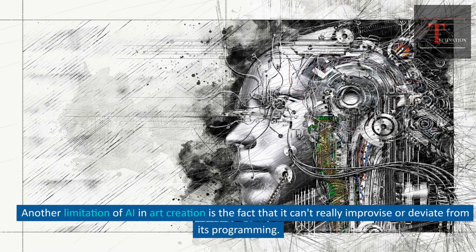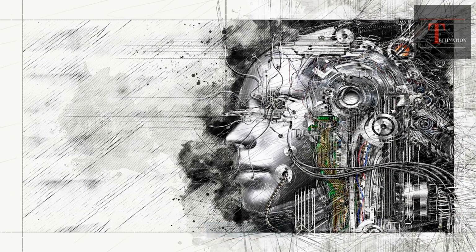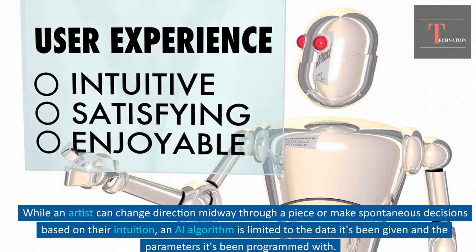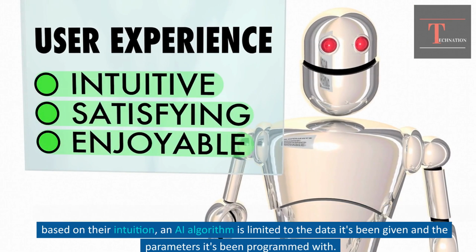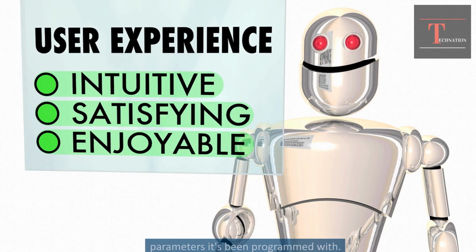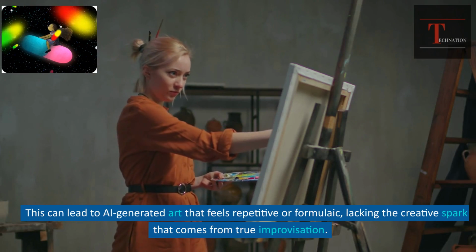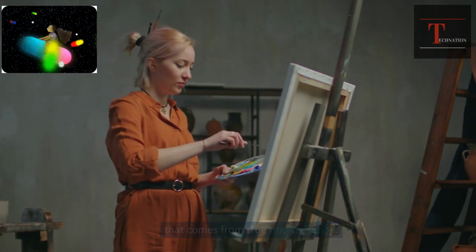Critics have accused AI art of being cold or mechanical, lacking the raw emotion and humanity of art created by human hands. Another limitation of AI in art creation is the fact that it can't really improvise or deviate from its programming. While an artist can change direction midway through a piece or make spontaneous decisions based on their intuition, an AI algorithm is limited to the data it's been given and the parameters it's been programmed with. This can lead to AI-generated art that feels repetitive or formulaic, lacking the creative spark that comes from true improvisation.